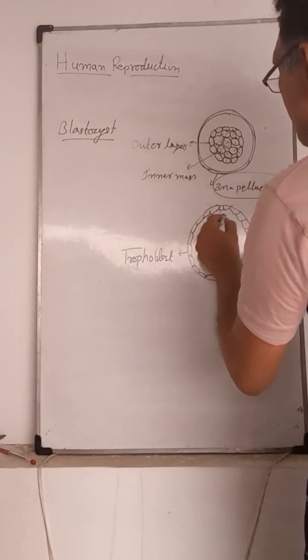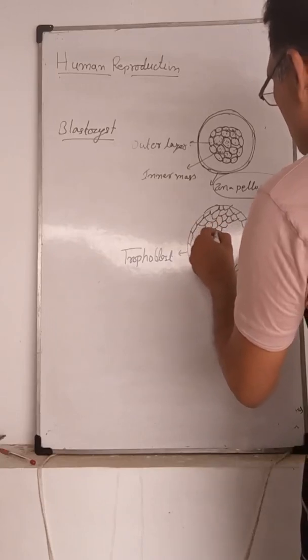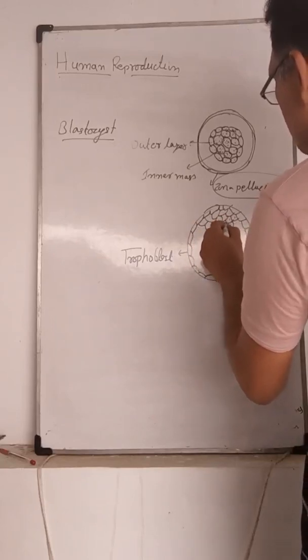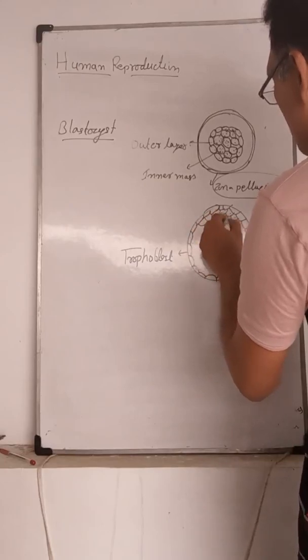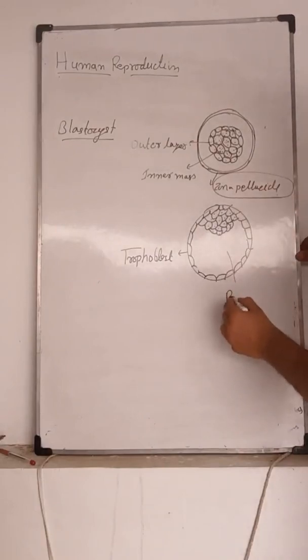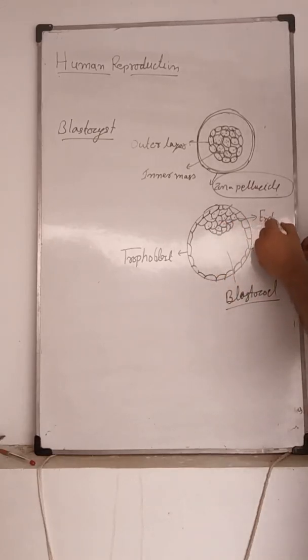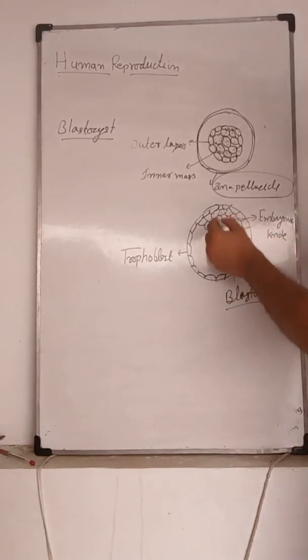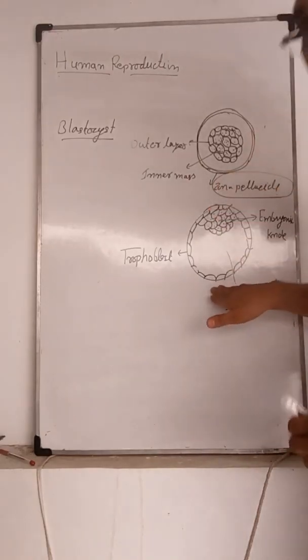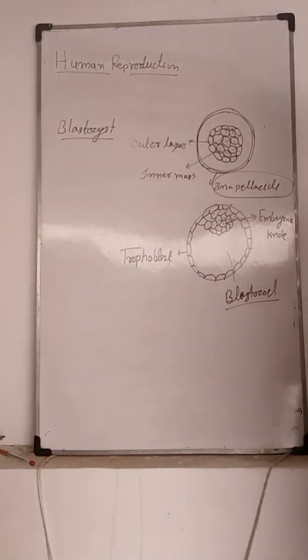And the other cells will aggregate towards one end of the embryo. This is known as the embryonic knob, and this is the blastocyst. We can say this is the embryonic pole, and the opposite pole is the abembryonic pole.